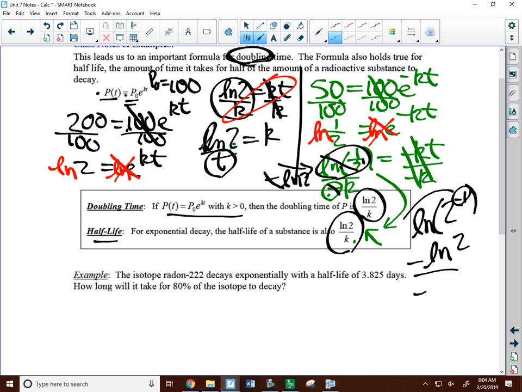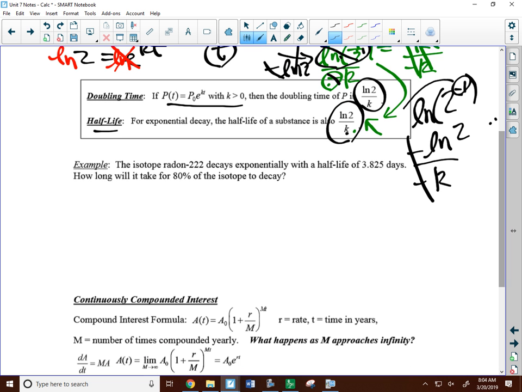And then there was this negative on the bottom that cancels out, and so we get that. So it is the exact same. You think it should be different, but it's exactly the same.